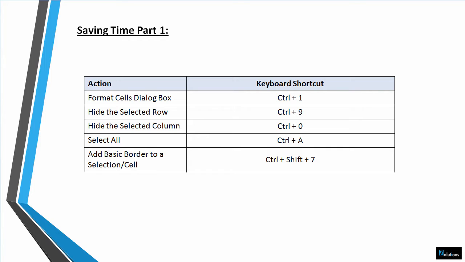A useful shortcut that I use quite often is to add a simple border to a cell or a selection of cells. Just click Ctrl+Shift+7. So Ctrl and then hold Shift while pressing Ctrl and then 7. And this will add a border around your cell or selection of cells.